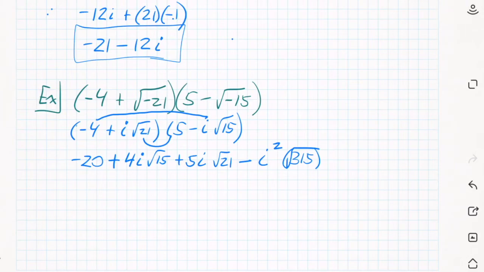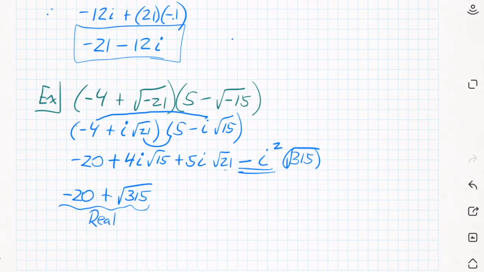All right. So then we can try to simplify from here. The i squared becomes negative 1, so this whole term becomes positive. So that's going to be negative 20 plus the square root of 315. That's my real part. I said this wasn't going to be pretty.